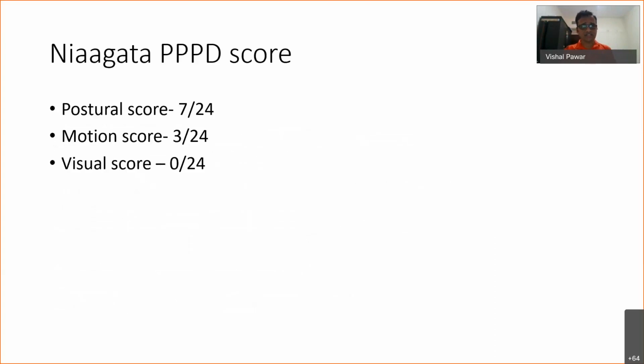So I did his triple PD score. The postural score was 7, the motion score was 3, and the visual score was 0. Practically, it might come in future, but I'm just telling my experience that the triple PD visual score is very important. There is one article published recently which says that a visual score of 9 out of 24 is very specific for the diagnosis of triple PD.